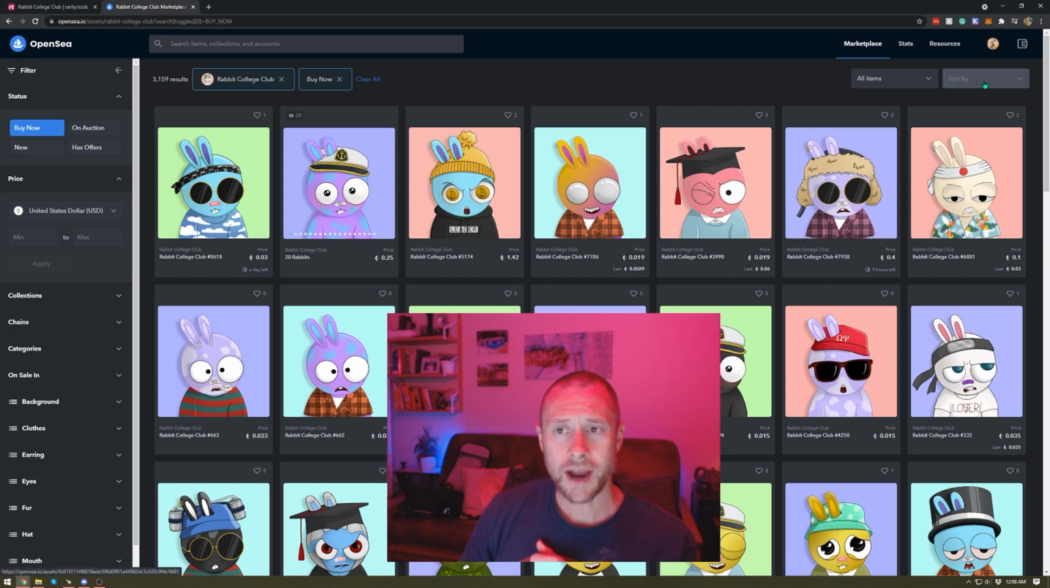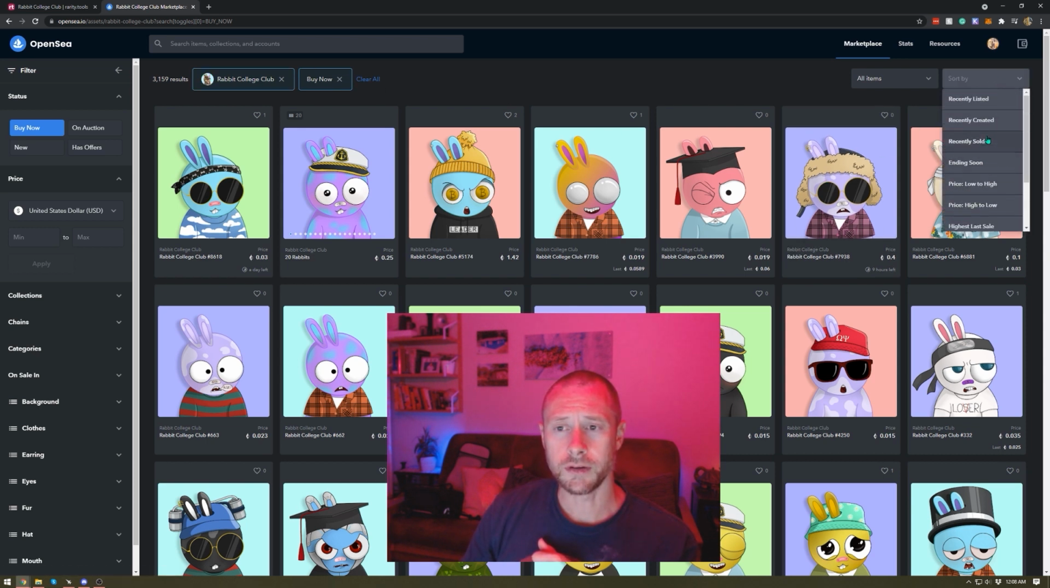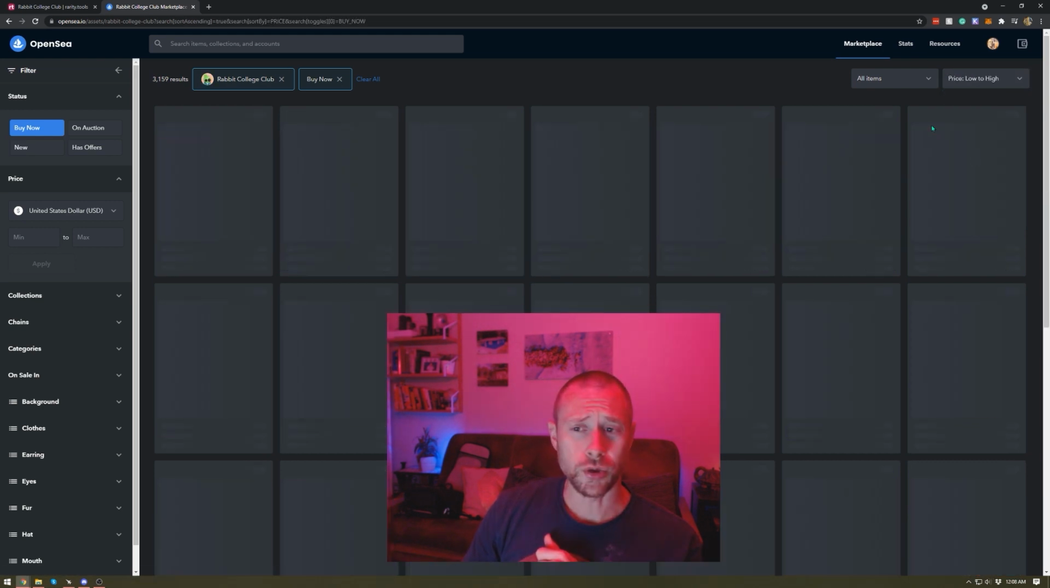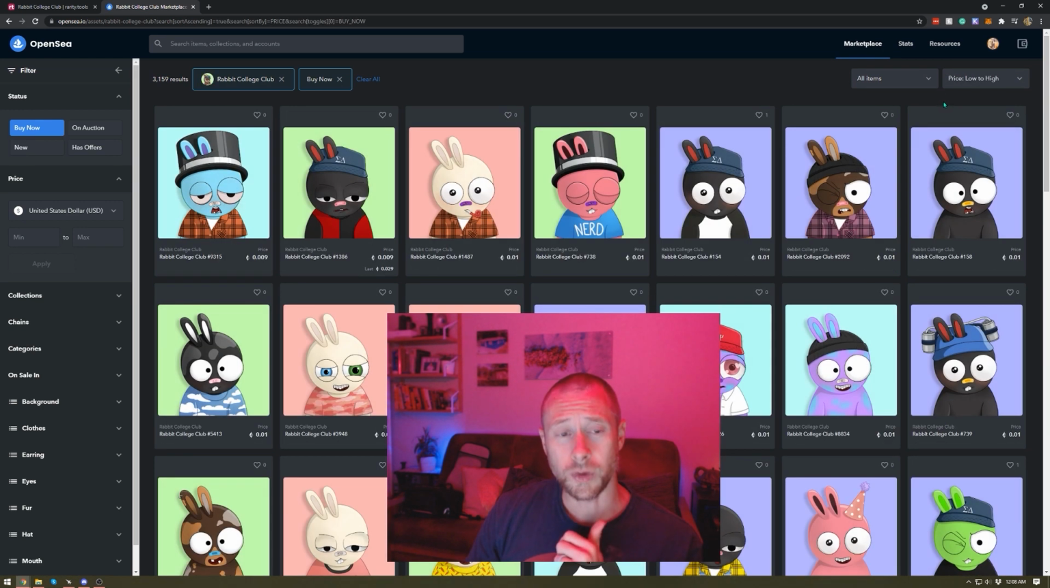And from buy now, you have a couple different ways you can sort, or a lot of different ways you can sort. You can do the low to high, just like what Rarity.Tools was doing.